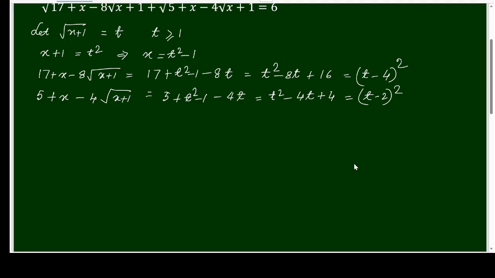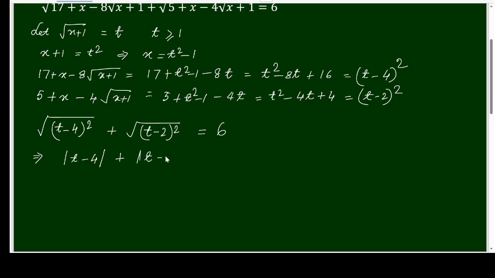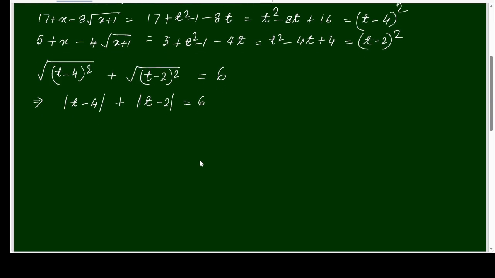So ultimately the equation is now square root of (t minus 4) whole square plus square root of (t minus 2) whole square equals 6. If we solve it, this gives us modulus t minus 4 plus modulus t minus 2 equals 6. So this gives us many options.